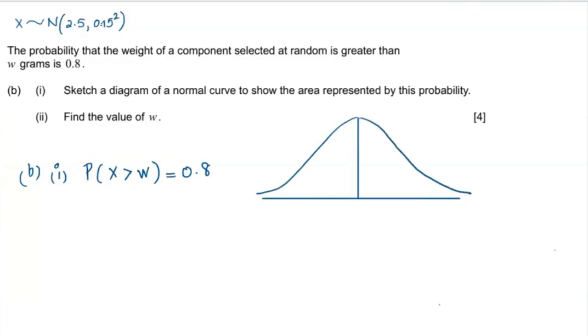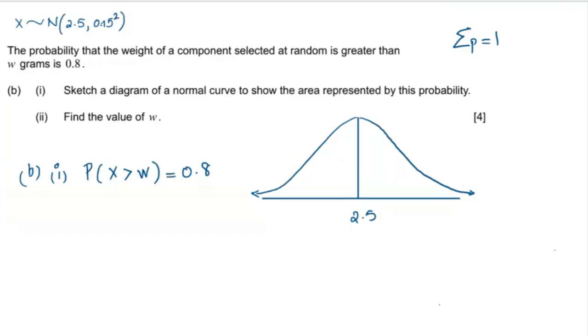I'm trying to make a better normal curve. Now observe, this is 2.5 and this area is 0.5 and this area is 0.5. In a normal distribution, the mean divides the bell curve into two equal halves. Since the sum of probability is always 1, half of 1 is 0.5 to the left, 0.5 to the right.